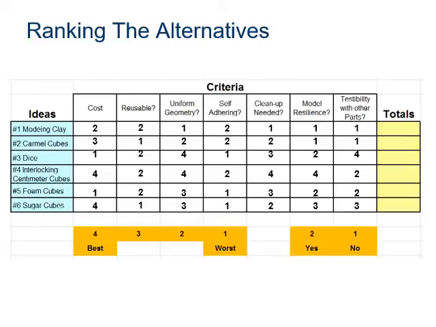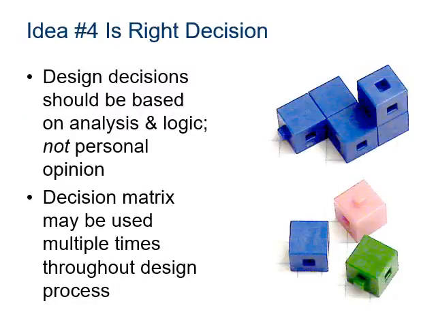Now, once we've scored all of these, then we total them up. These totals should give us an idea as to what the best option is. So ideally, the best option would be the one with the highest number. In this case, interlocking centimeter cubes, number 4 has a score of 22. The poorest option is modeling clay, which gets the lowest score of 10. So based on this, idea 4 is the right decision.